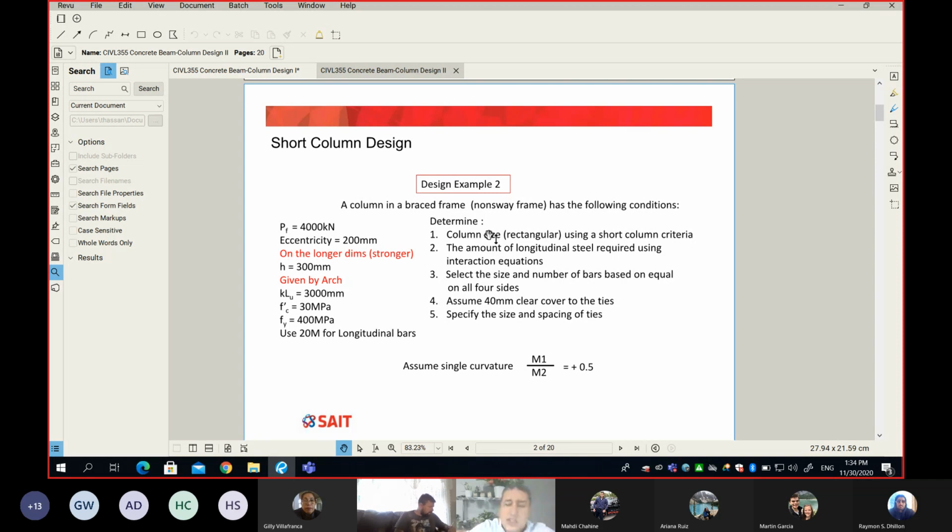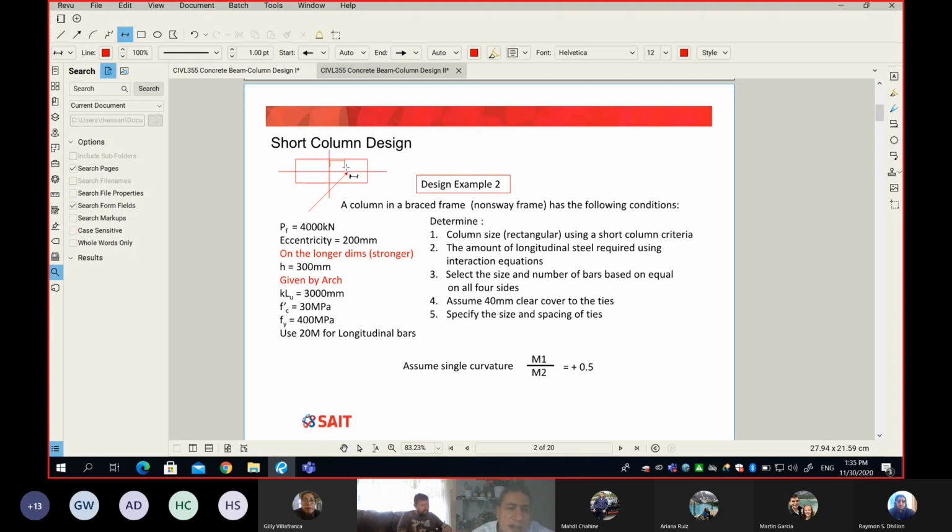Okay? And just to be clear, eccentricity can be either on the strong axis or on the weaker axis. If you guys remember, I'm going to remind you right now. So let's say that's the cross section of your column, okay? And the cross section has two axes. So maybe my force is acting here, and if the force is acting here, it means this is my eccentricity, E. And if my force is acting here, where is my eccentricity?